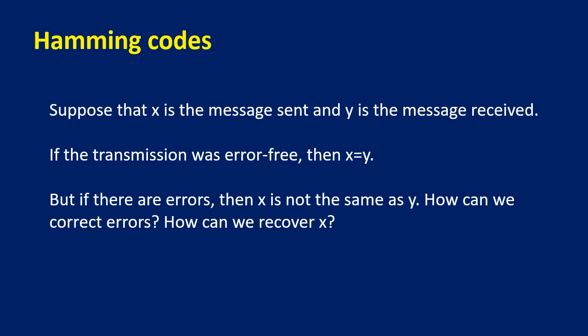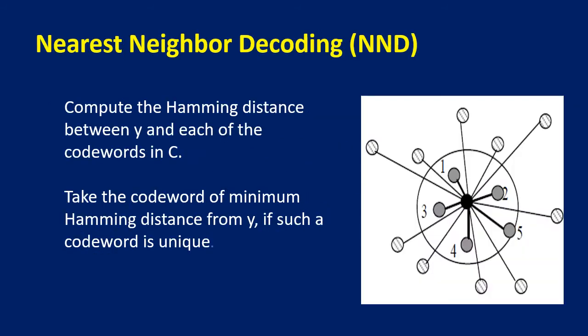Now, suppose that the message sent is X and Y is the message received. If the transmission was error-free, then X should be equal to Y. But then again, we do not expect to get that. Okay, so the question is, again, the problem of coding theory. How do we detect and how do we correct the error so that we can recover X?